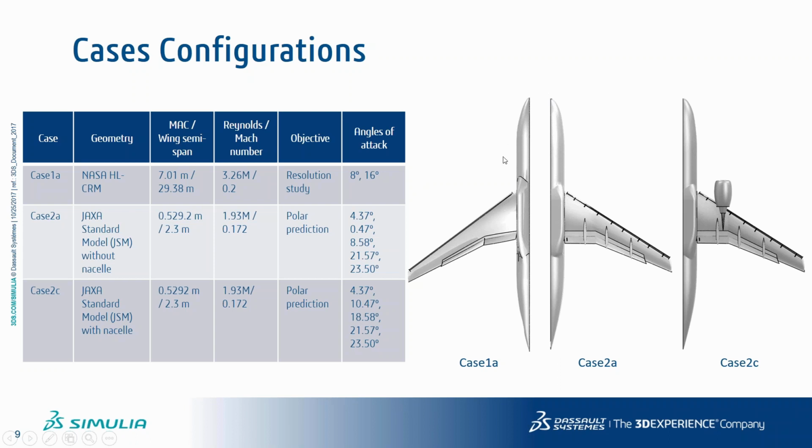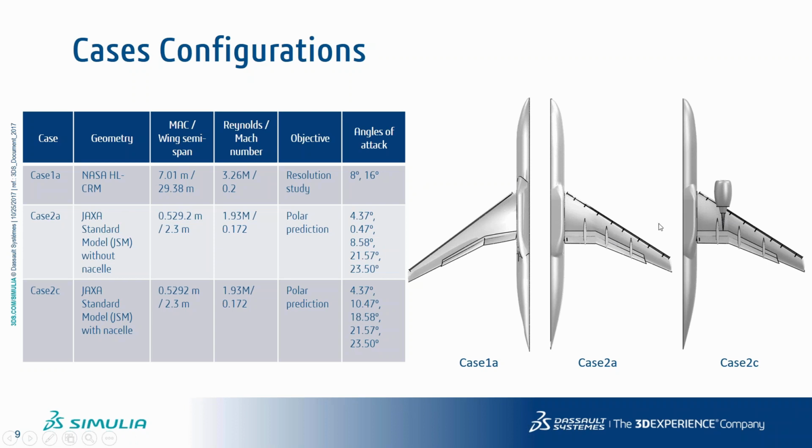It's a real scale model, a 1-to-1 model for case 1A. For case 2A and 2C, these are wind tunnel models, so scale models, and you can see that the wing semi-span is 2.3 meters in these 2 examples, and the mean aerodynamic chord is about 0.5 meter. Basically these 2 models from case 2A and 2C had experimental data available. They are the JAXA standard models. One is without the nacelle and the other is with the nacelle. Case 2A is without nacelle, whereas case 2C has a nacelle included. Apart from that, they're exactly the same case.